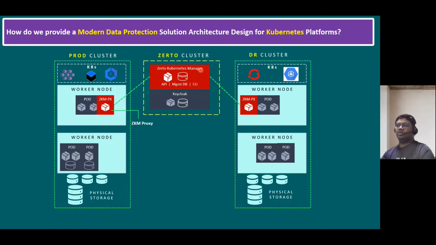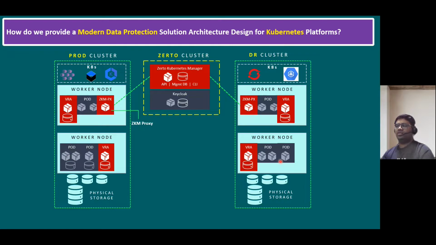That means Zerto Kubernetes Manager. Okay, and apart from this, we also need an additional component called VRA, virtual replication appliances. It has to be installed on all the worker nodes. Okay, it's a lightweight installation only, and we do not need to install VRA on any existing production pods.